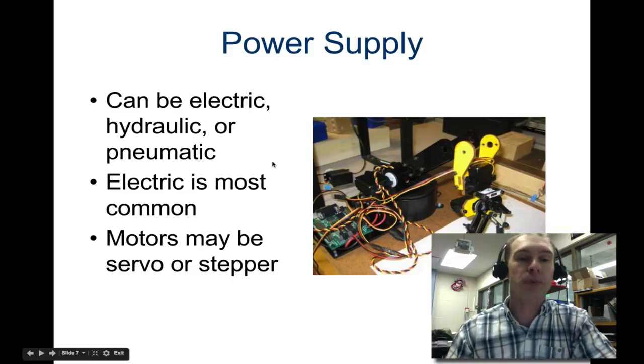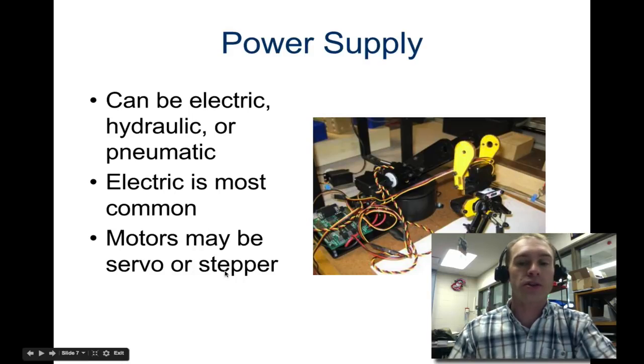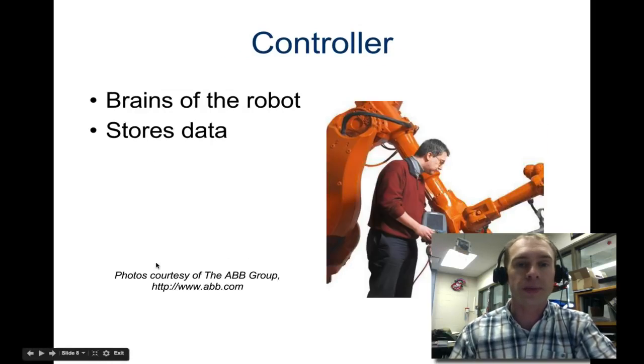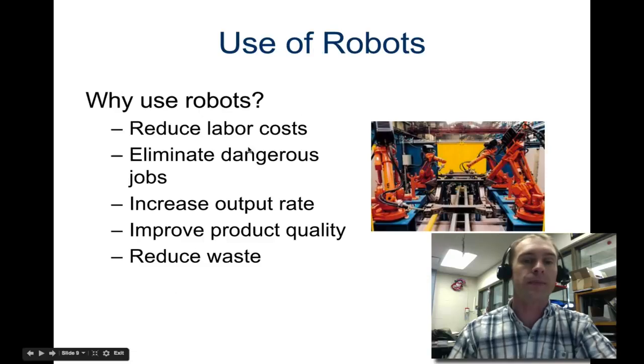If we look at the power supply, it can be electric, hydraulic, or pneumatic. Electric is the most common, it's what we have, and motors might be servo or step, but we're going to talk about the difference between these. Servos aren't quite what you think they are based off of VEX Robotics. There's a little more to them than what we've seen. And then the third thing is a controller. It is the brains of the robot, and it generally will store data if it's recording data.